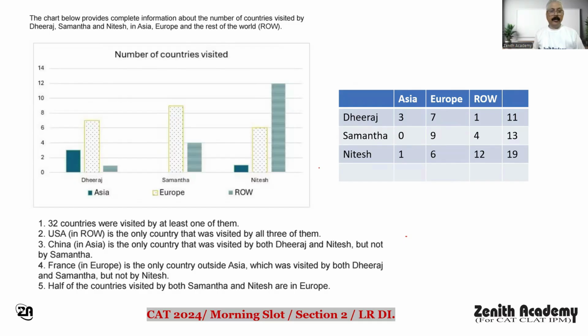So here, Dheeraj visited in Asia, one place. This seven, and it is three and seven, and it is one. So three, seven, one. Total is 11. And Samantha in Asia zero, Europe is seven, so nine. And here it is four. So 9 plus 4, total 13. And here it is 1, and this is 6, and this is 12. So 1, 6, 12, total is 9. Correct.